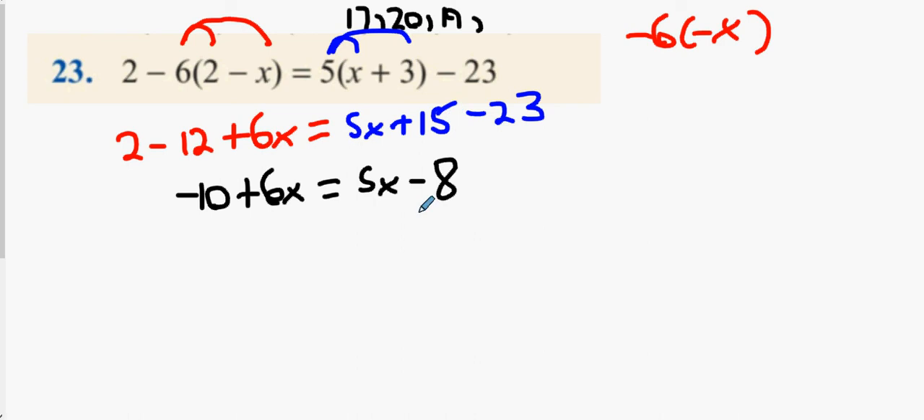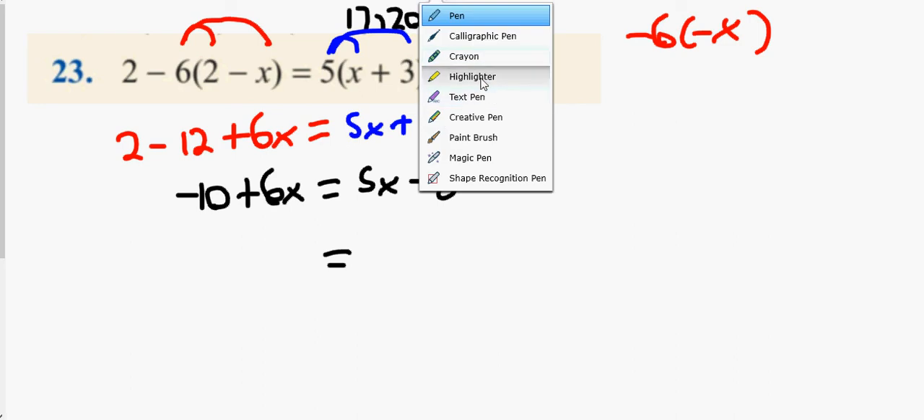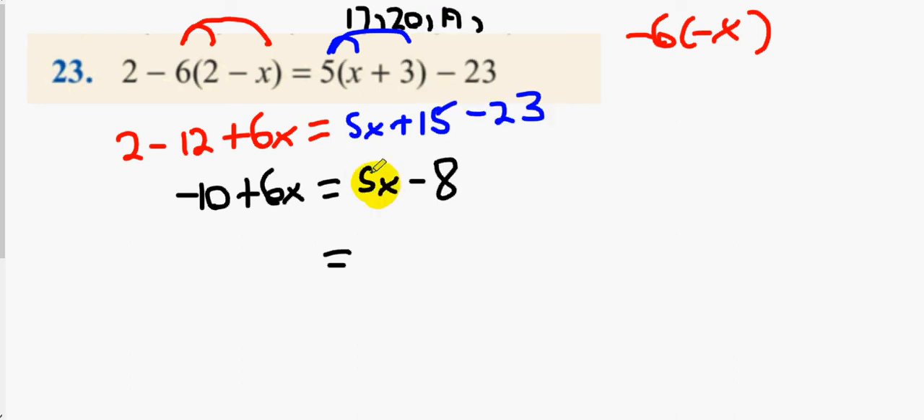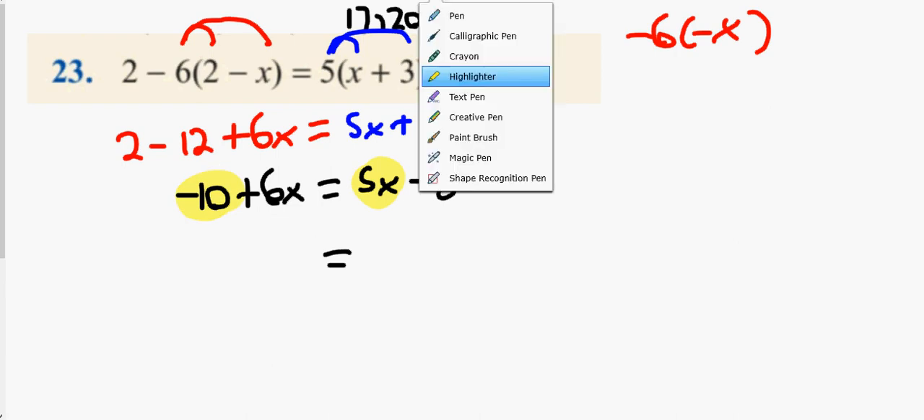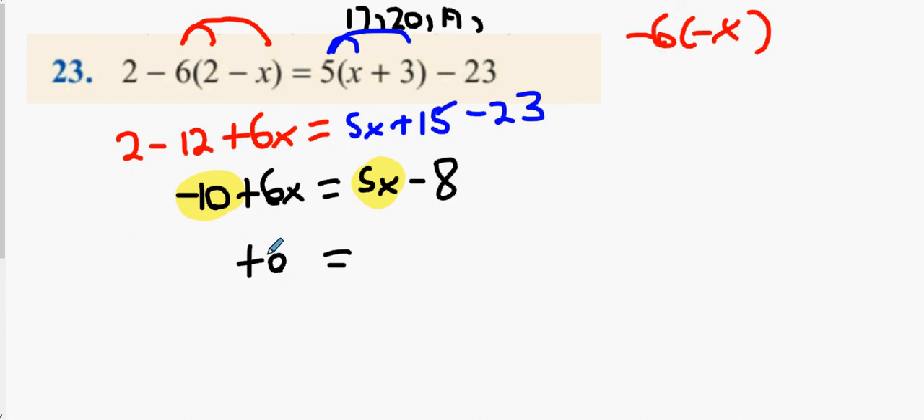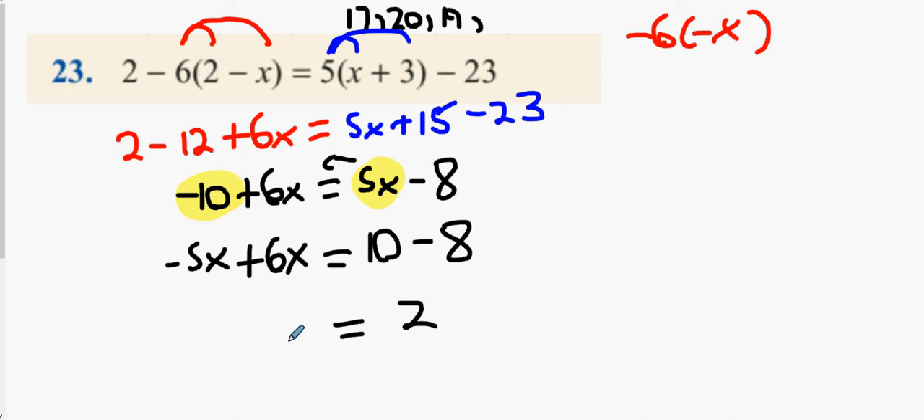Alright, go on. So then you move them over. Which ones are you moving? The x goes on the left, and then the normal ones go on the right. So you're going to move the minus 10 and the 5x, is that correct? Yeah. And the other two stay in the same position, don't they? Yeah. So what moves where then? So 5x turns into a negative, so it's minus 5x plus 6x, and then minus 10 turns into a positive, so it's 10 minus 8. And 10 minus 8 is 2, and minus 5x plus 6x is 1x. Yeah, x equals 2, or 1x equals 2.